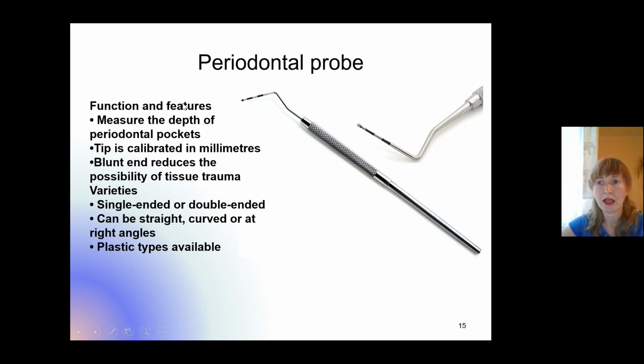Periodontal probe. It is specially designed instrument that is used to measure the depth of periodontal pockets. Tip is blunt and it is small. It looks like a small ball on the end. And this reduces possibility of tissue trauma. Its working end is calibrated in millimeters, and that's why it gives possibility to measure the depth of periodontal pocket.